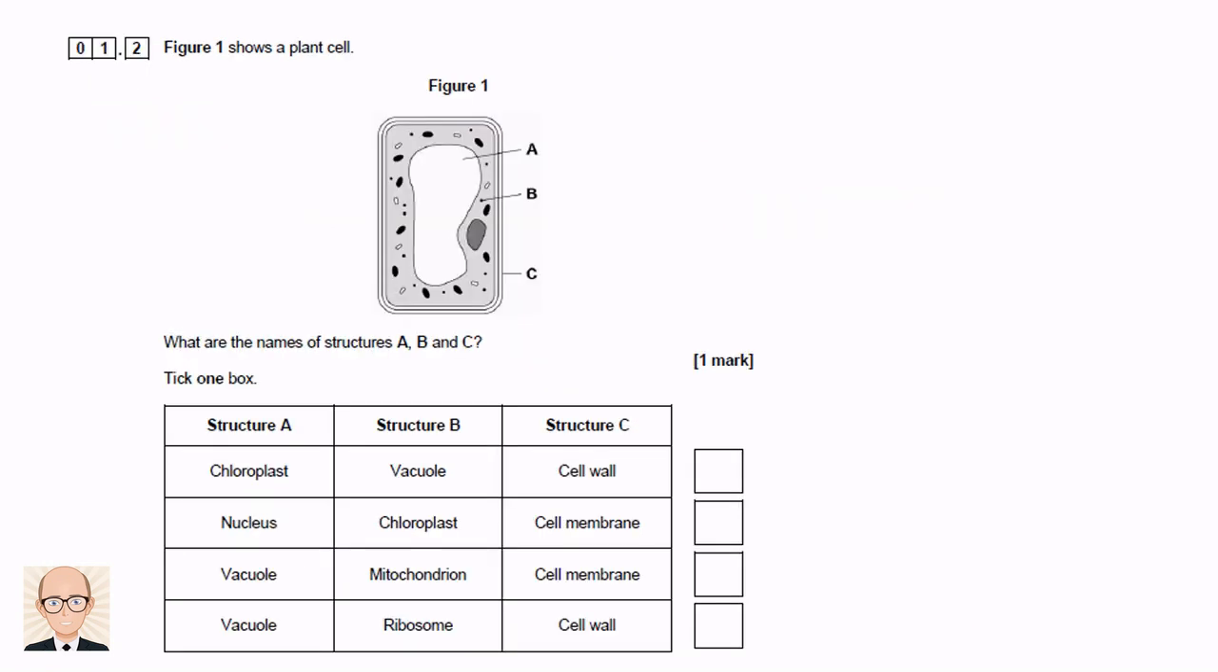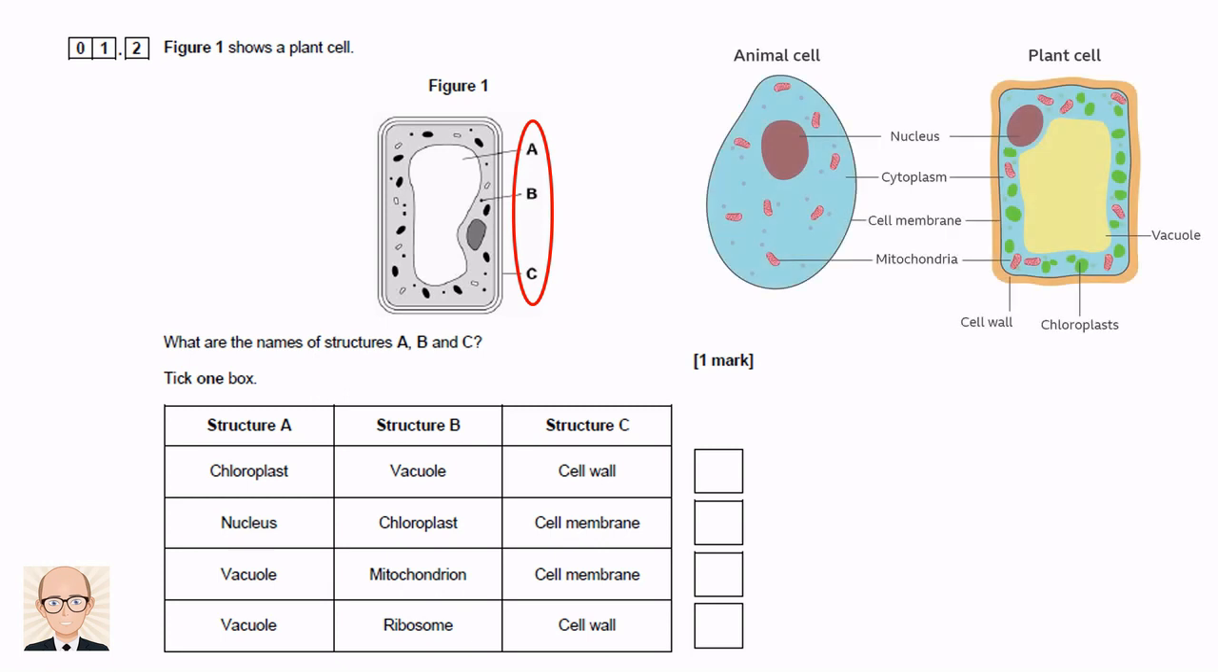This next question asks us to name the structures A, B and C in the plant cells shown. If we put the diagrams back up, we can see that the structure A must be the vacuole. Structure B is a bit difficult to identify because it's so small, but we can safely say that it's not a vacuole or a chloroplast, but it could be a mitochondrion or a ribosome. Structure C around the outside of the cell is clearly a cell wall, which makes structure B a ribosome, and we can tick the bottom box.